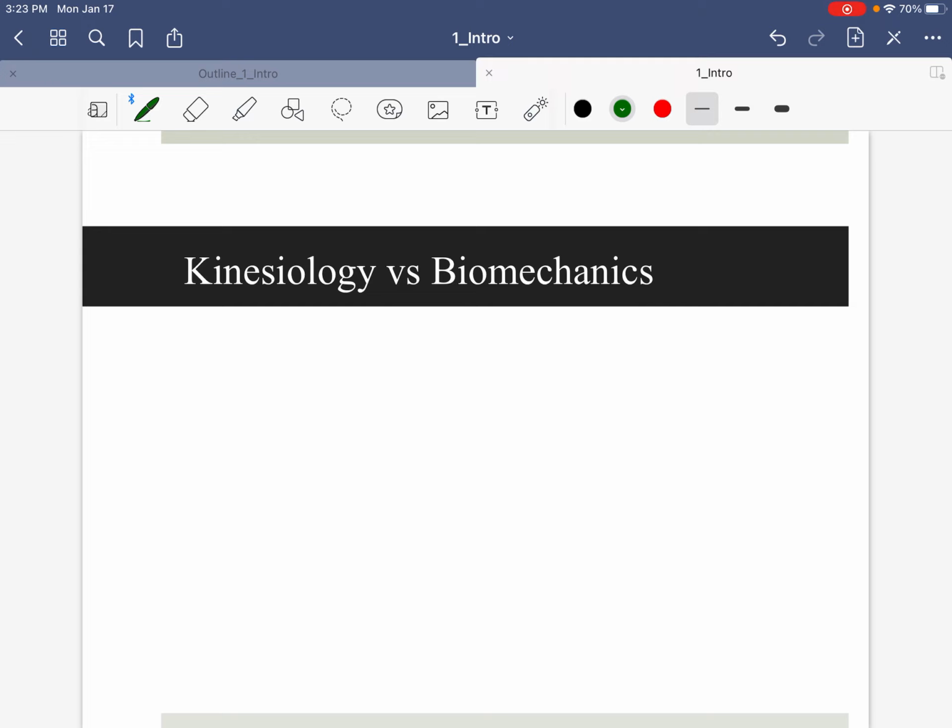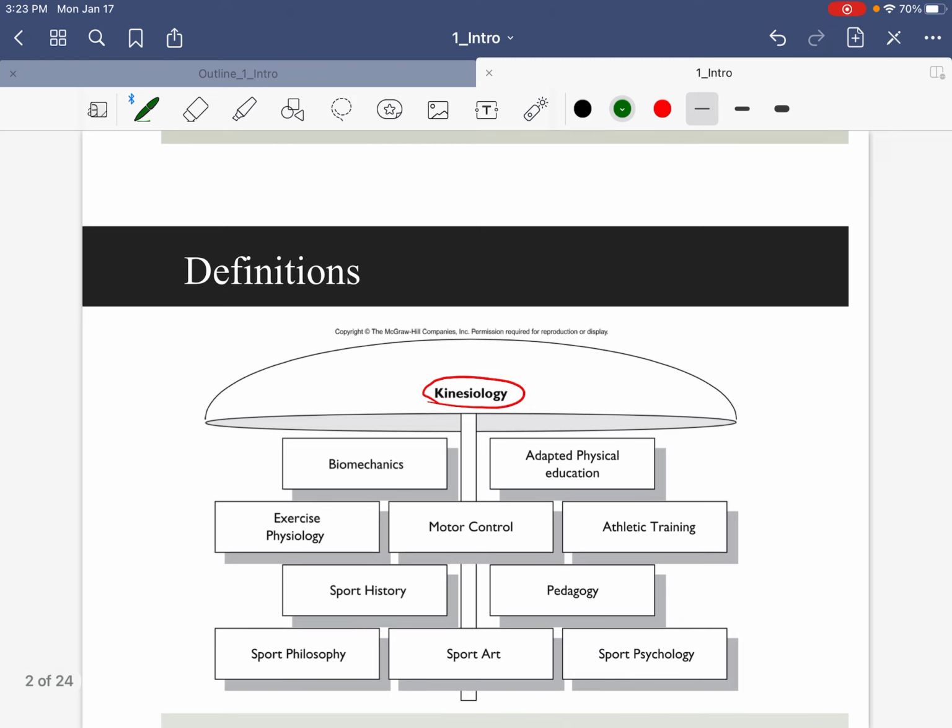Now here, terminology does matter a little bit. So we remember that kinesiology is an umbrella term, the study of human movement. One thing within kinesiology is biomechanics. So while they're related, they're not exactly the same thing. Remember, kinesiology is the umbrella term, the study of human movement that incorporates a lot of other things. Biomechanics is a specific thing.